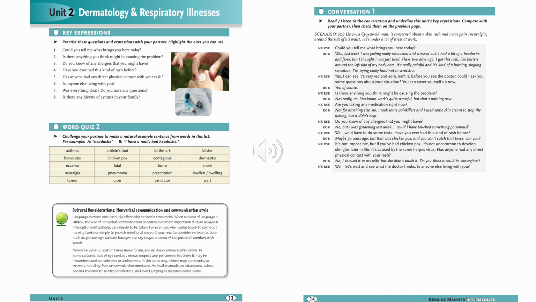Let's take a look now at Unit 2, which you can see deals with 2 areas, dermatology and respiratory illnesses. And again, we have the 8 key expressions, followed by the word quiz and cultural considerations. In this unit, the first conversation deals with a skin disease.